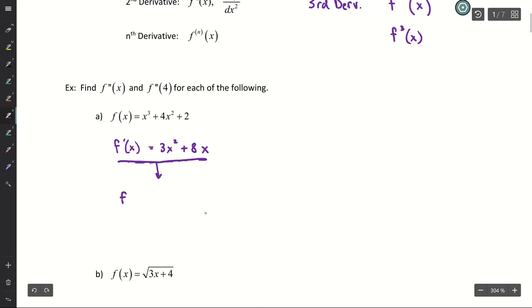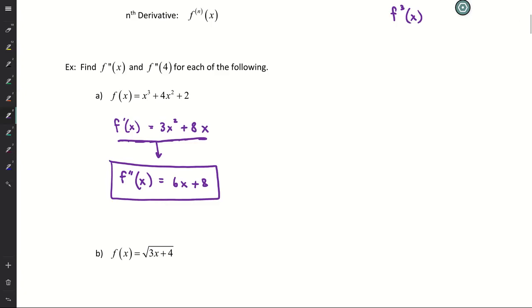So the second derivative would then be, we're looking at a nice polynomial function. Once again, we're using power rules. So the derivative of the first derivative is 6x plus 8. So there's the second derivative in terms of just x's.